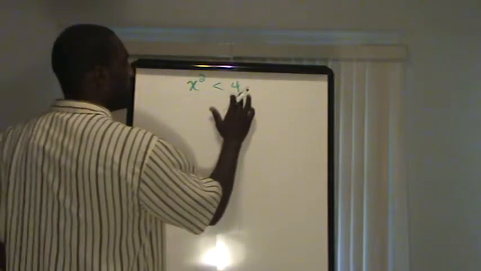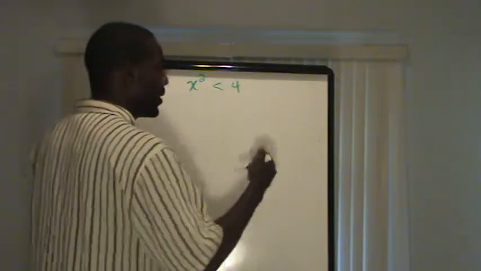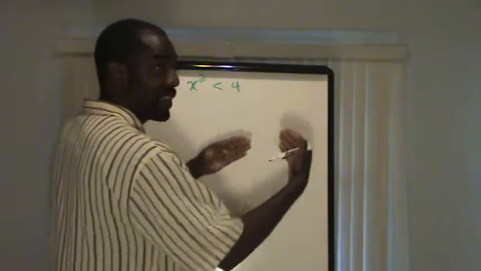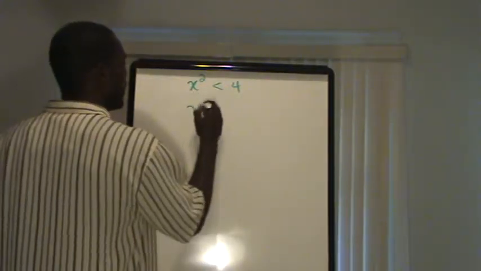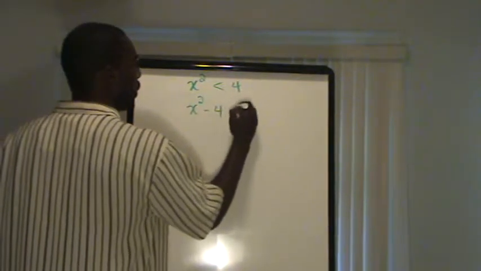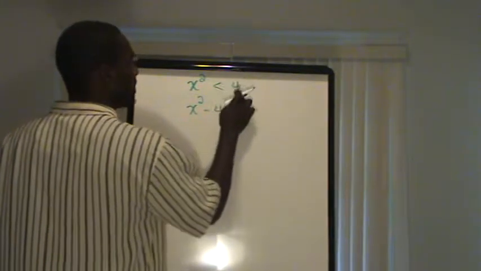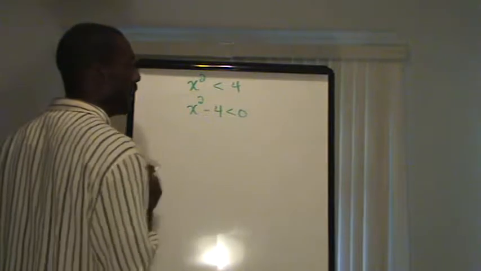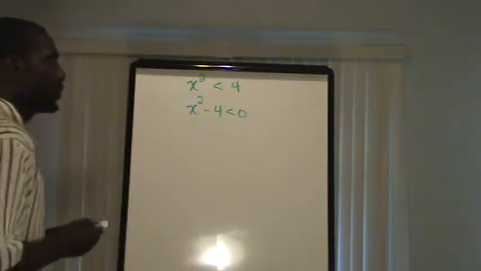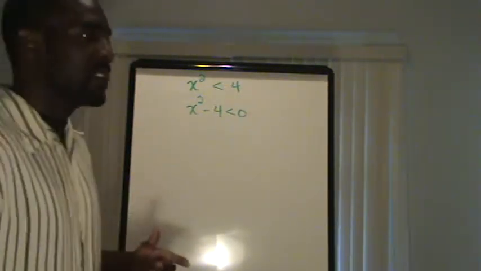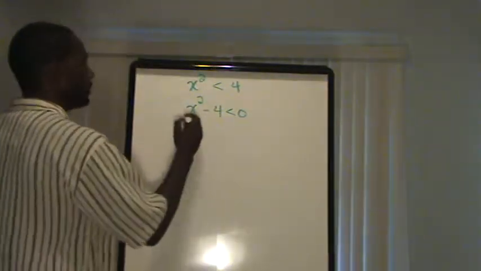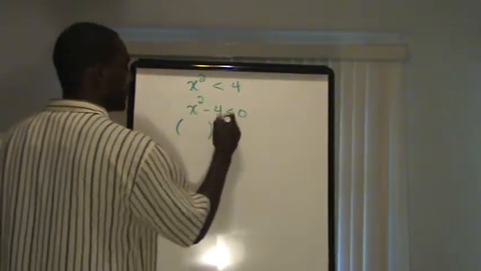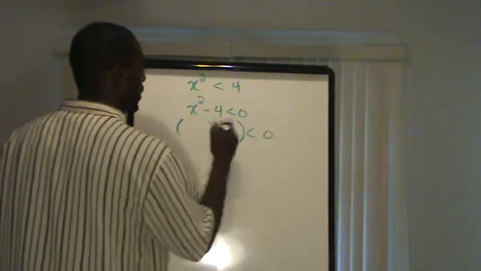So if I move my 4 to the left, or if you would like to use subtracting by 4 on both sides, that is equivalent. I would have x squared minus 4 is less than 0. It is positive here. If I move it to the left, it becomes negative. Basic algebra teaches us that x squared minus 4 is what we call a difference of two squares, which factors open, close is less than 0.